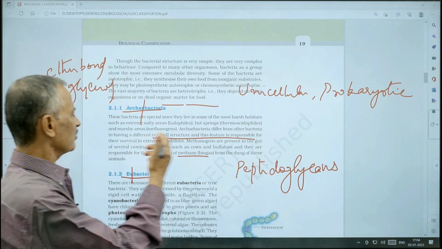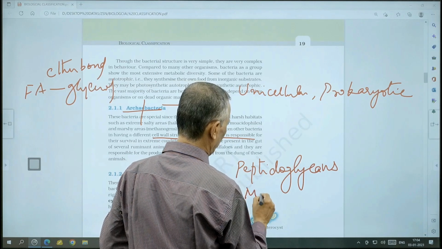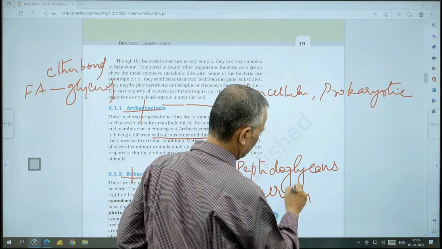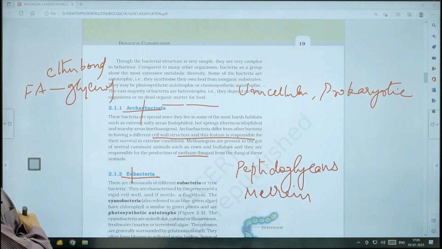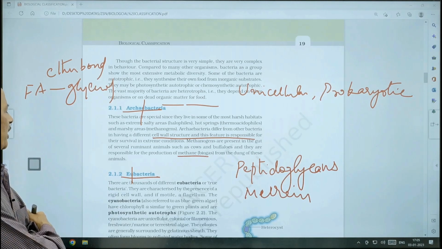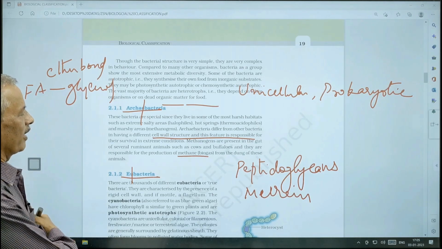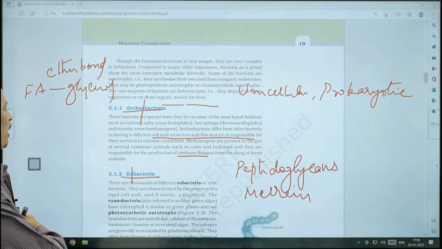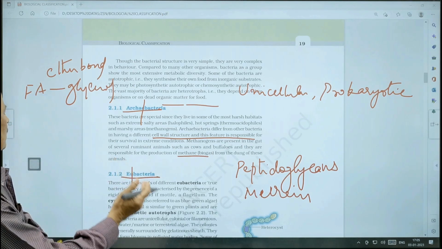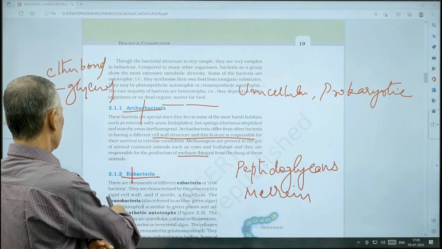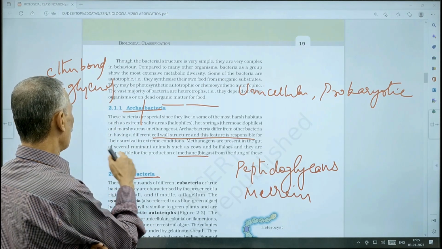Peptidoglycans, which is also commonly called murein. It is murein. So, they are characterized by the presence of a rigid cell wall. That cell wall is having peptidoglycans or murein in them. That is the main difference between archaebacteria and eubacteria. And eubacteria can be of different categories.